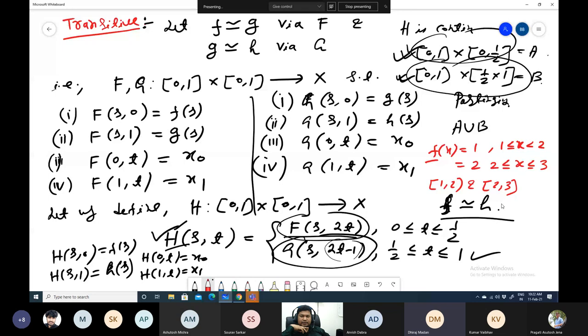Sir, in the given H of ST, they have 1/2 in the intersection and they are also closed. So should we assume that on the intersection point, both functions should have the same value? Yeah, it should be. Otherwise the function will not be defined, right? Yes, sir. Whenever you have an intersection, both should have the same value there. Otherwise that H will not be defined.